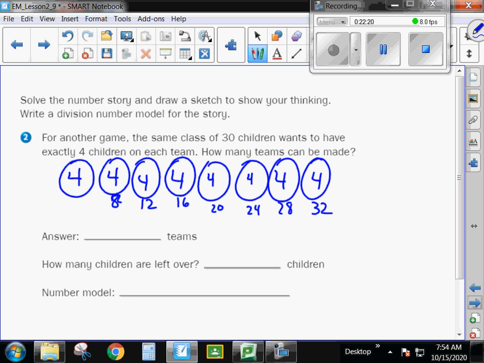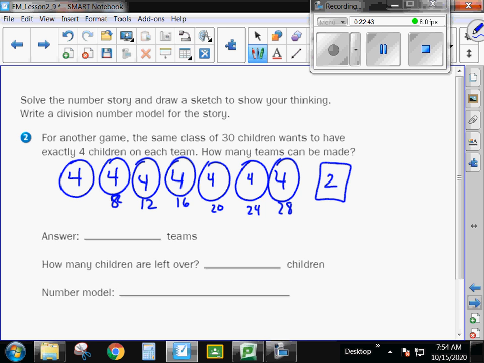Oops, I don't have 32 kids, do I? Nope, I don't have 32 kids, so I'm going to erase that team right there. And so then I'm going to have to say that there's 2 left over in that one. And you see how I made that one a square because it's different from the rest of them. Okay, so now how many teams can be made?